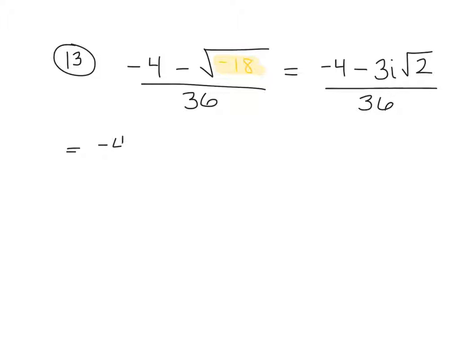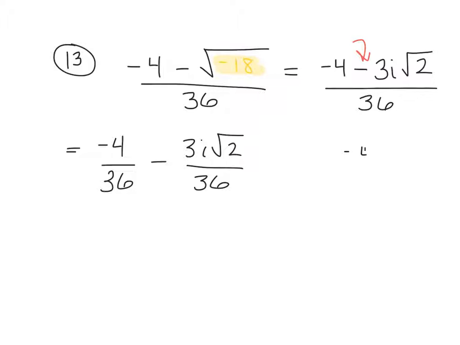So I have -4 over 36, and then I keep that minus sign in the middle there. And then I have 3i square root 2 over 36. Now each of these are fractions, so I'm going to reduce this just like I would a fraction. First we'll look at -4 over 36. Well, 4 and 36 are both divisible by 4, so we can divide 4 into the top and bottom evenly. -4 divided by 4 is -1, and 36 divided by 4 is 9. So my first term is reduced to -1/9.